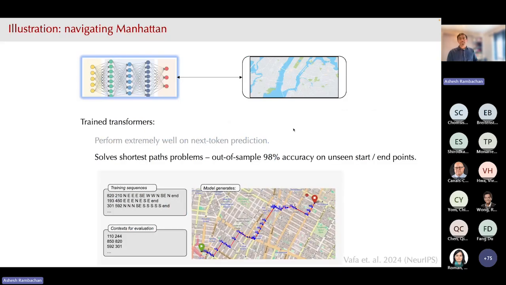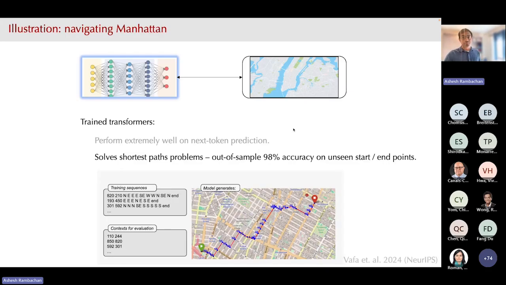What's even more amazing is that you could take this pre-trained transformer that's just doing next token prediction on these sequences of navigation, and it actually appears to solve the shortest paths problem. In other words, it appears to have the functionality of Google Maps. If you provide the transformer with a new sequence, a new combination of starting and ending points that were not in its training data, it will generate a sequence of turn-by-turn navigations that not only goes from point A to point B, but does so in the shortest path possible on Manhattan. That is an example of seemingly emergent behavior from next token prediction that was not baked in at training.